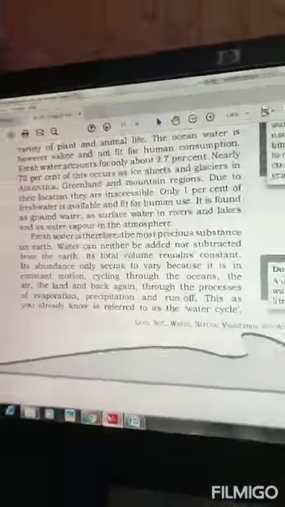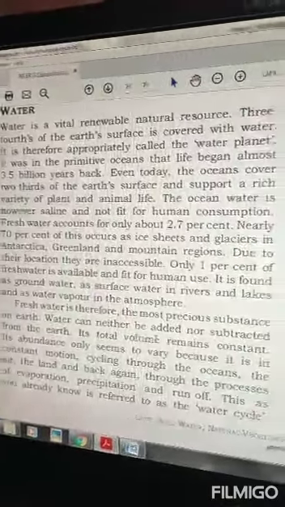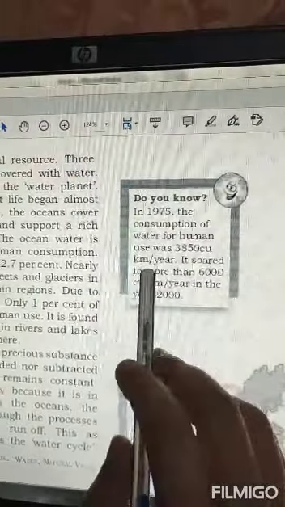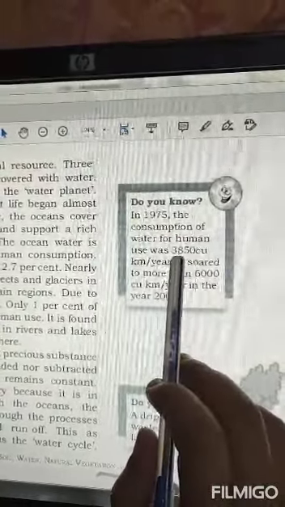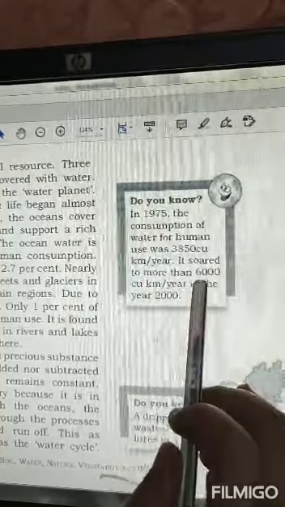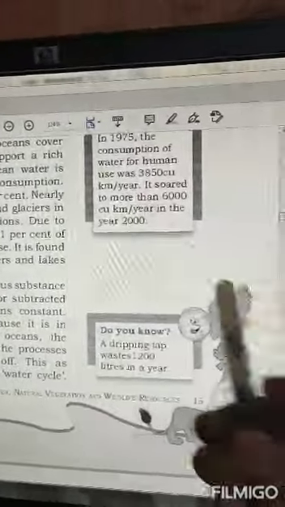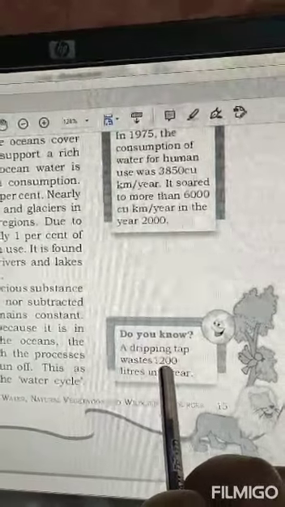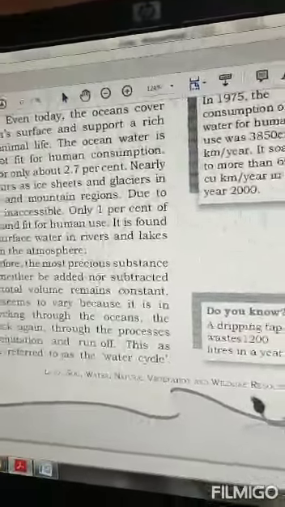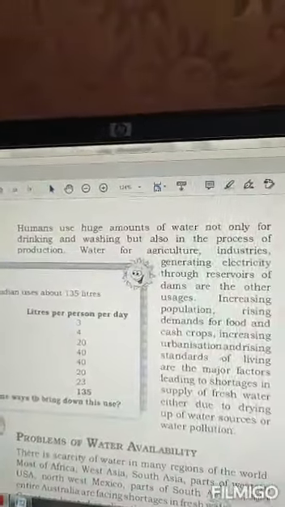Whatever water we have been using, its use has increased. Like here, see, in 1975, the water that was being used by humans was 3,850 cubic kilometers per year, but in 2000 it increased to 6,000 cubic kilometers per year. And if a tap is dripping, then we lose 1200 liters in a year. So it means that taps should be repaired as soon as they go bad.